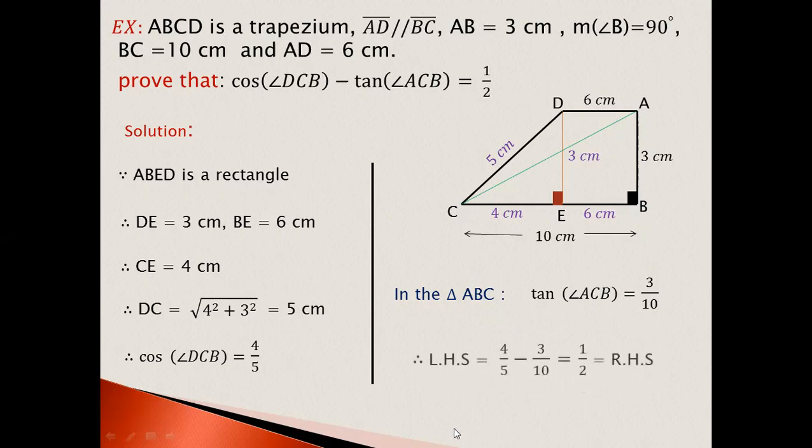Now we can find the value of the left-hand side. Cosine of the angle DCB minus tangent of the angle ACB is going to be 4 over 5 minus 3 over 10. If we subtract 3 over 10 from 4 over 5, the result is going to be 1 over 2. And this is equivalent to the right-hand side.